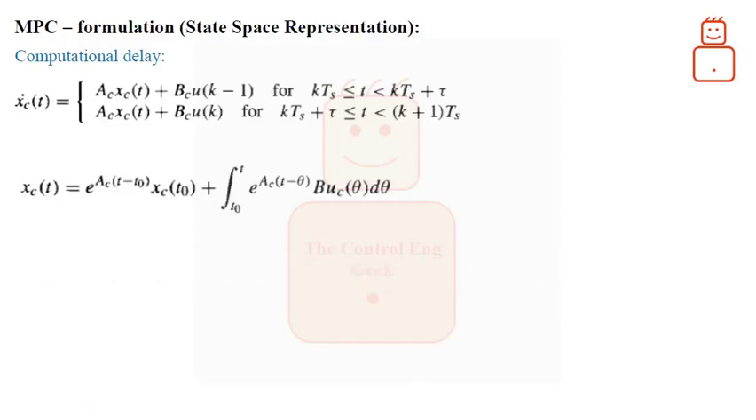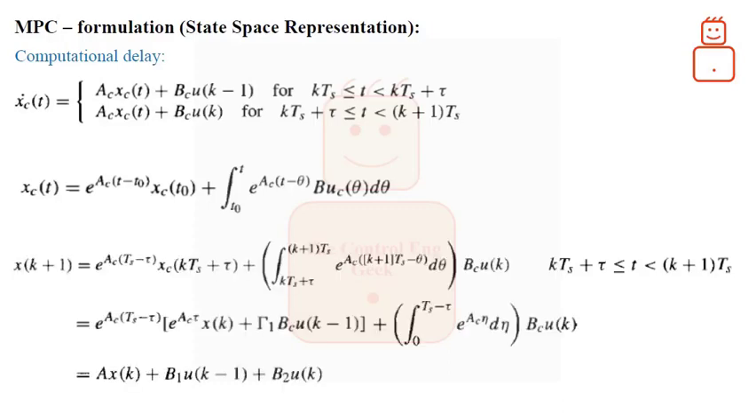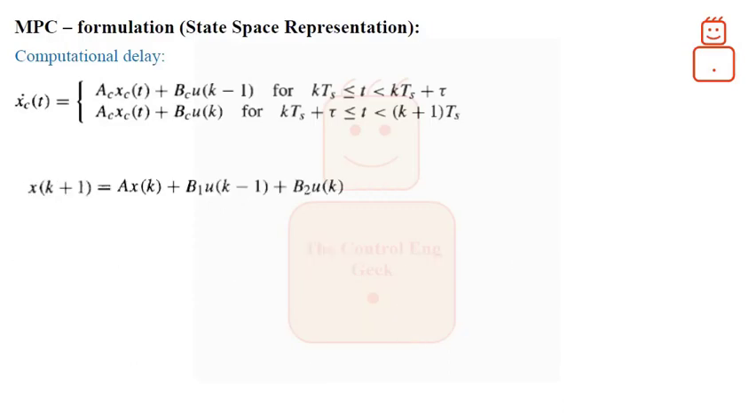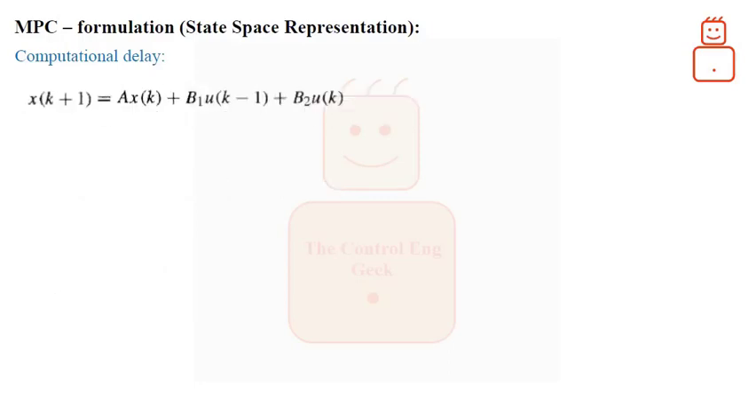Following the similar steps but with the other interval, we can have the following relations. In the last expression, we have defined the followings. For our final expression of x of k plus 1, the form is not in a standard discrete state space representation because of the presence of u of k minus 1. However, one can easily transfer it into the standard format by introducing the following change of variables.